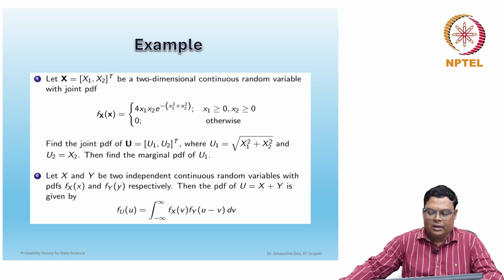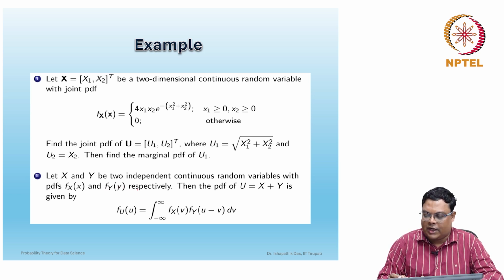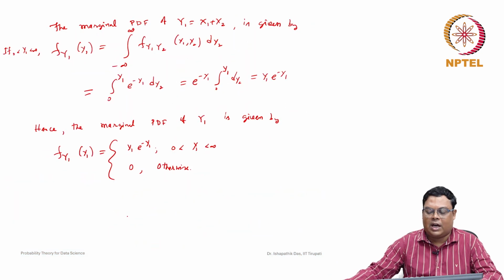Here it is given: let x and y be two independent continuous random variables with probability density functions fX and fY respectively. Because of the independence concept, the joint probability density function we can also find. Then the probability density function of u equal to x plus y is given by this formula. By this transformation also we can find it. So let us write down this formula, then we will see how it comes.